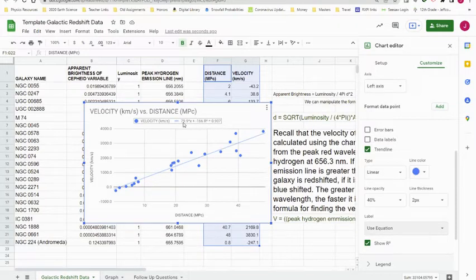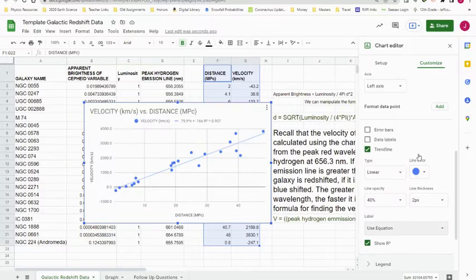Remember that slope is rise over run. Your rise is your velocity and your run is your distance in megaparsecs. So there is a question that's going to be asked later about what the meaning of this slope is. So 79.9, what would your units be?